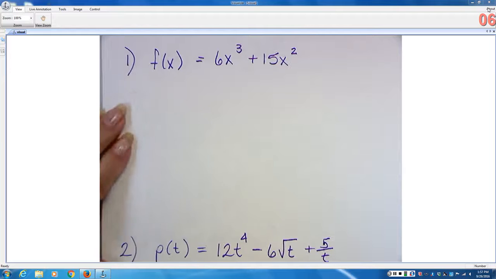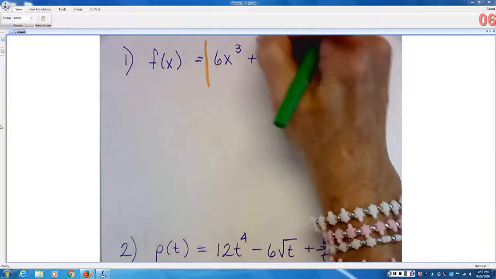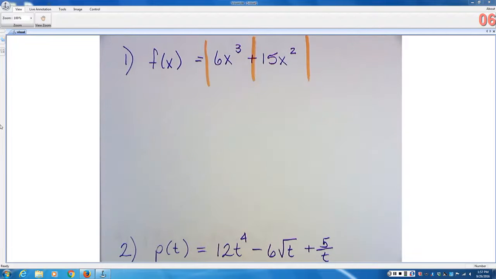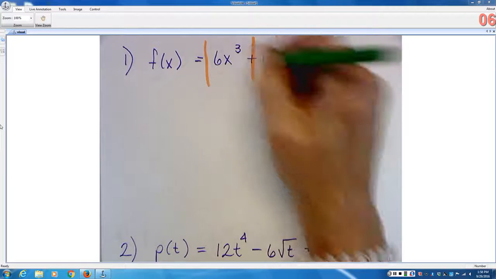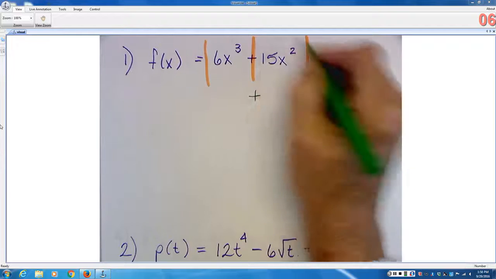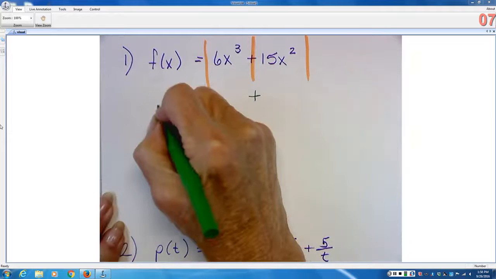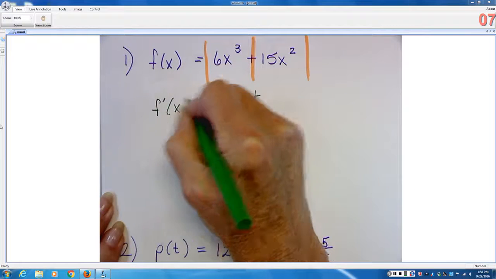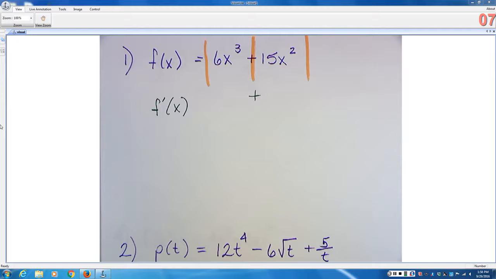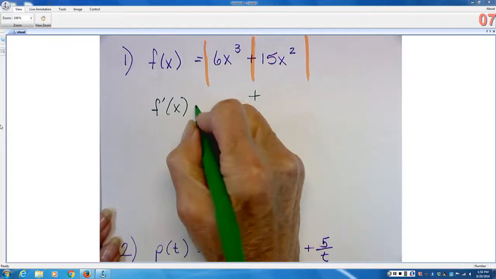What that sum and difference rule says is that if you have a function and you need to take its derivative, you basically look at each term individually and take the derivatives. So we're going to have the derivative of this plus the derivative of that will give us f prime of x, or df dx, whichever way you want to write your notation.